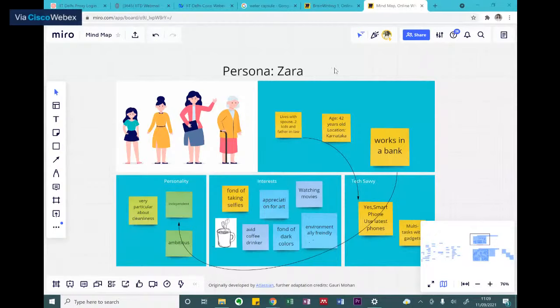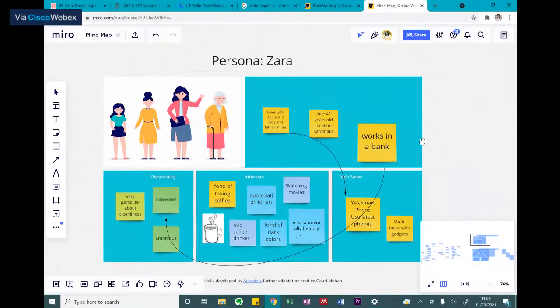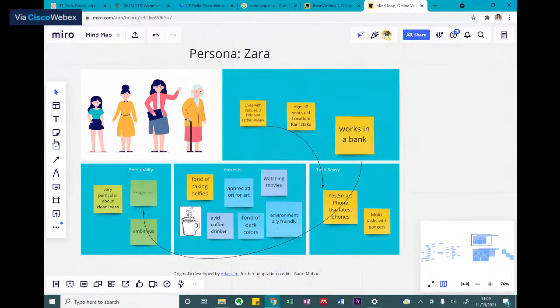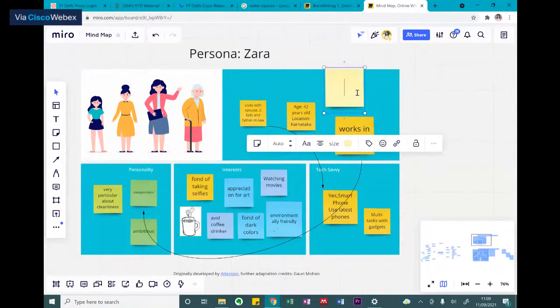So this is basically a collaborative team software, and this is one of them, that is Miro. And here you see that when you visualize these in the form of sticky notes, all the points that Professor Rao had mentioned in the slides are covered in the form of sticky notes. And if I can give you a live demo. For example, I also want to add here that Zara lives with two spouses, a kid and father-in-law, and the age is around 42 years. And probably she's stayed in the city for about 15 years.